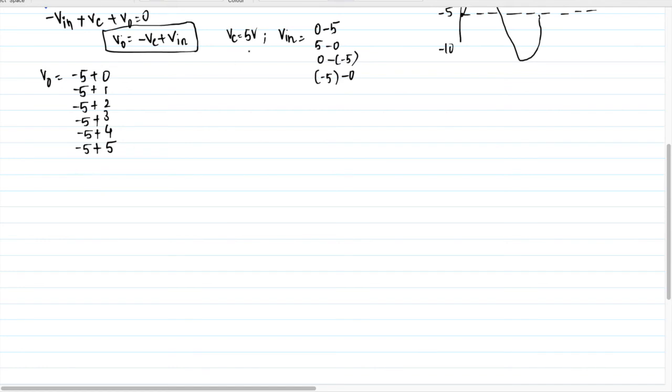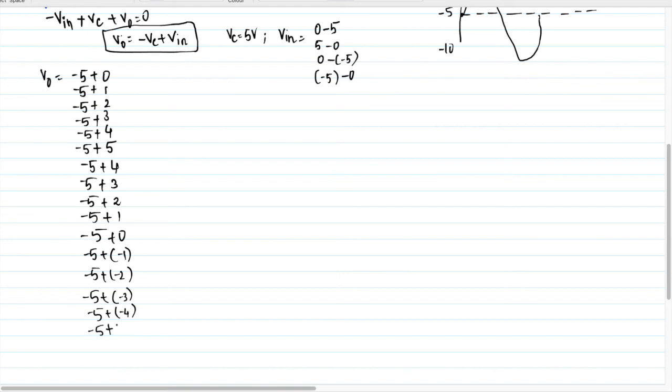So what is the next range? Next is 5 to 0, so 4, 3, 2, 1, 0. Next is 0 to minus 5. So you need to reduce this: minus 1, minus 2, minus 3, minus 4, minus 5. Next is minus 5 to 0, again it is getting reduced. So minus 4, I'll mention it this way.